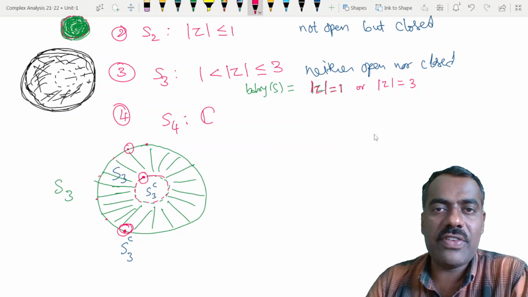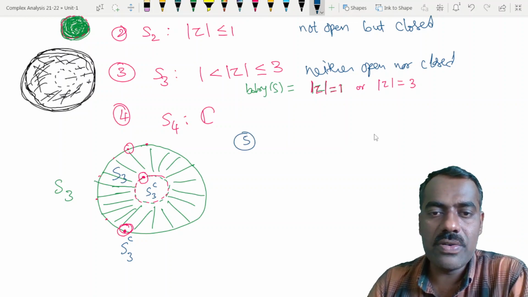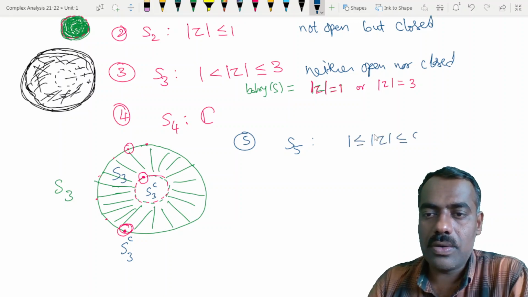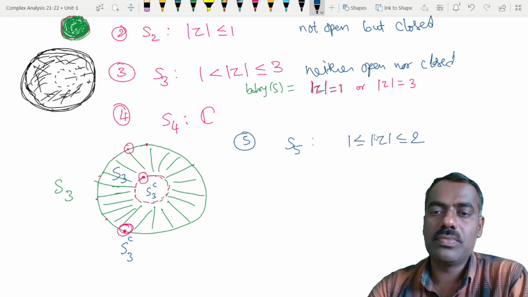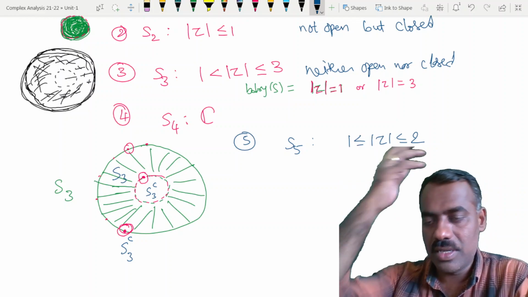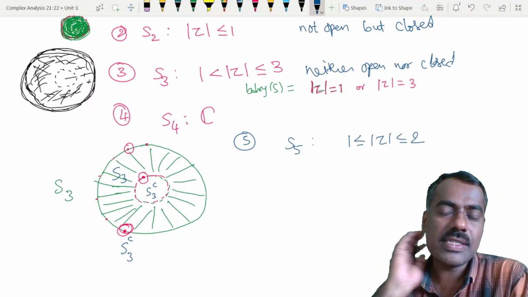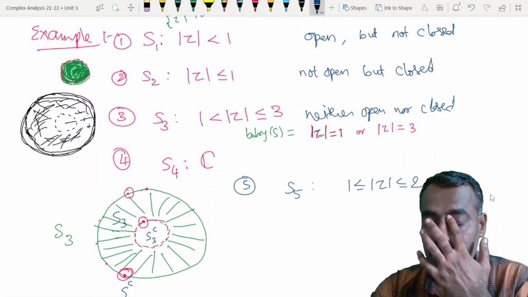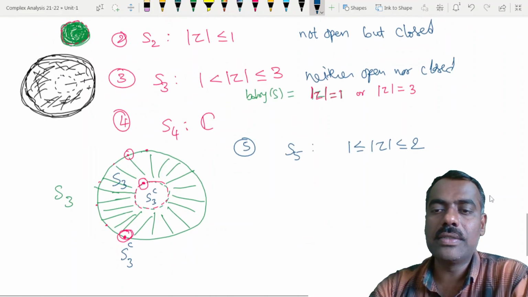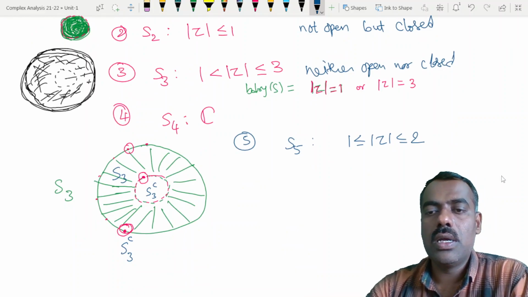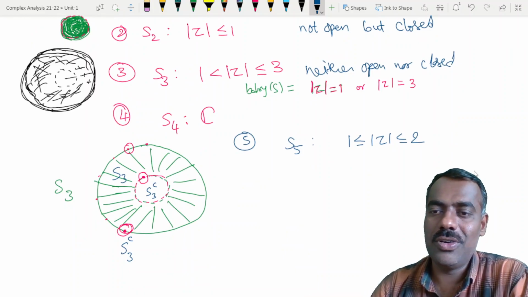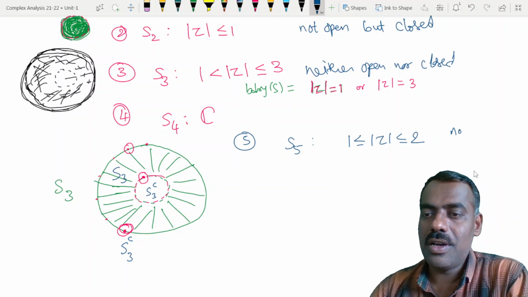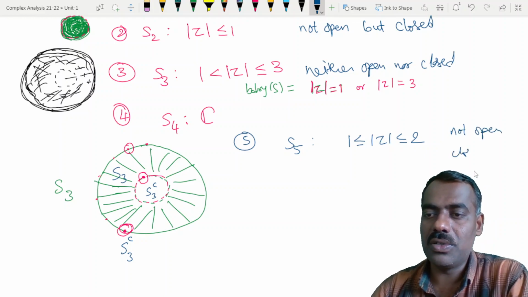If I take another one, say S5, I'll write 1 less than or equal to mod z less than or equal to 2. What can you say about this one? It is closed. Is it open? No. So this is not open, but it is closed.